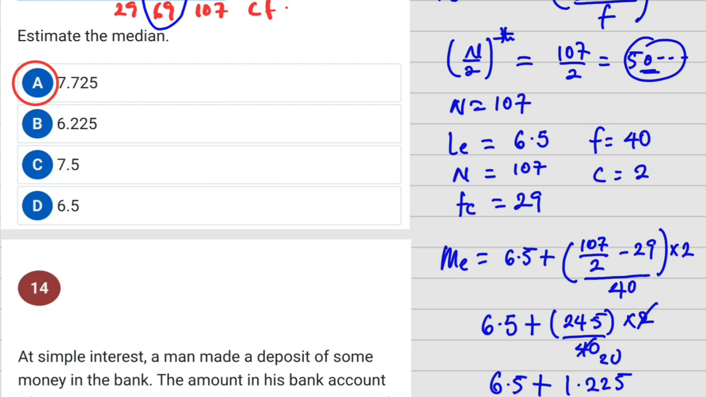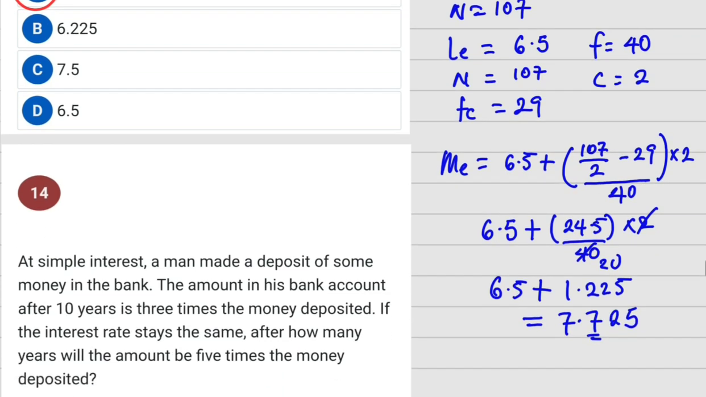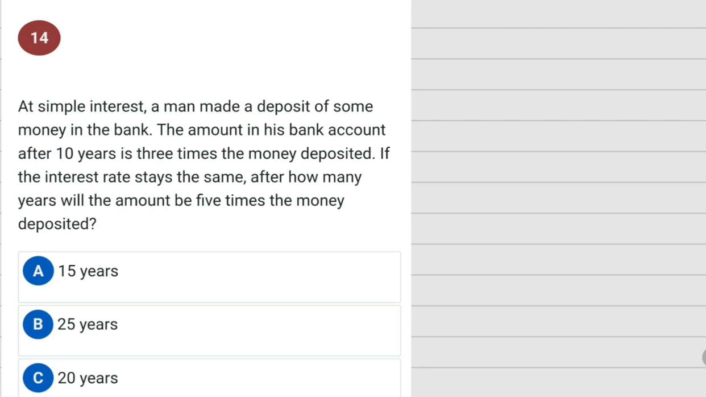So let's go to number 14. Number 14 is a simple interest problem that will lead to simultaneous equations, and like that. So just watch and learn. At simple interest, a man made a deposit of some money in the bank. We don't know. So let that money be our principal P. The amount in his bank account for 10 years is 3 times the money deposited.